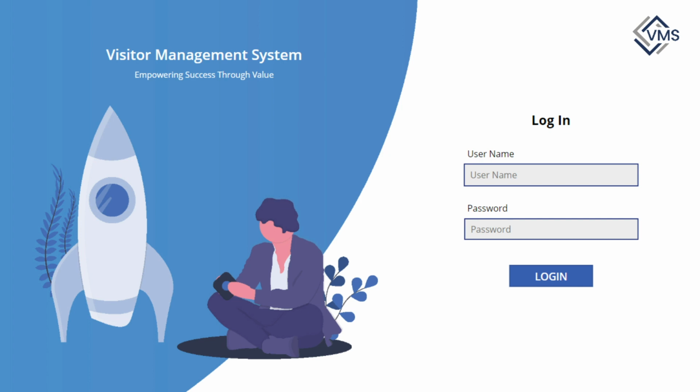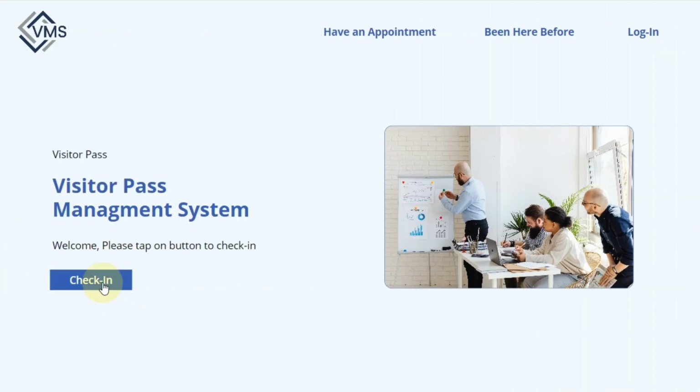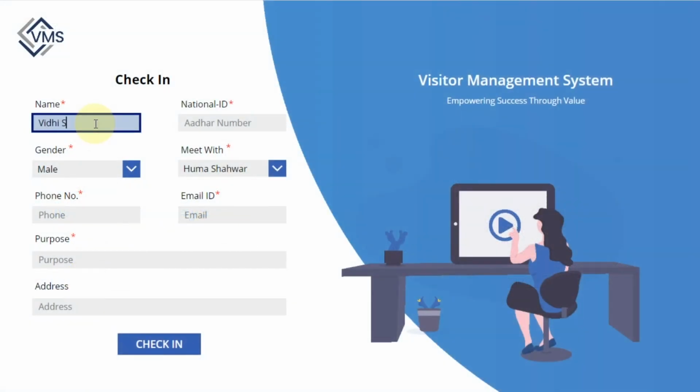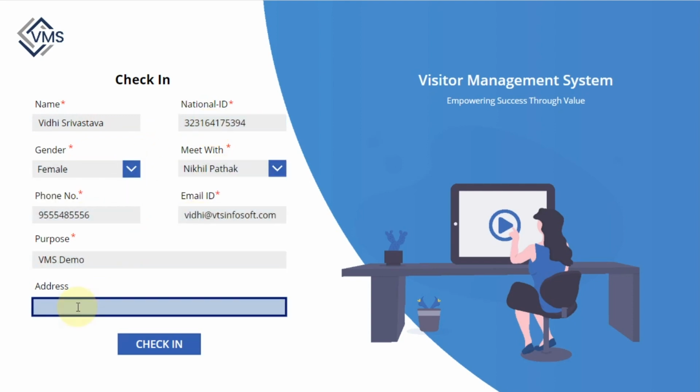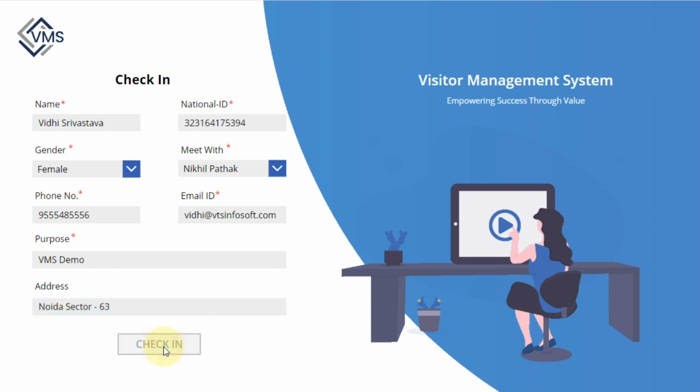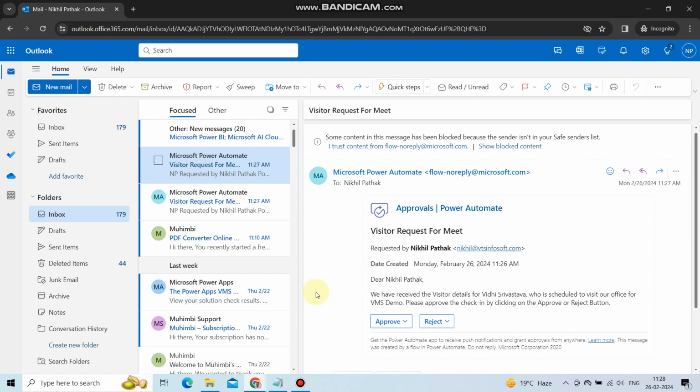When someone comes to your office premises to visit or meet somebody, the check-in process takes all the details of the customer. Click on Check-in. As you click on Check-in, a form opens up. Fill all the details of the visitor which is mentioned in the form. Once you again click on Check-in, an automated email is triggered to the person whom the visitor wants to meet.